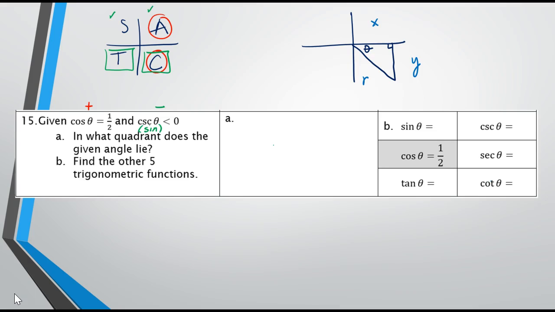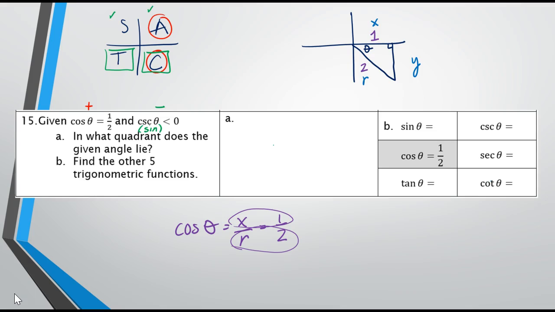Hopefully you have your ratios memorized. The cosine of theta is always equal to x over r. So since it told us that it was equal to 1/2, I now know that x is 1 and r is 2. So I'm going to label that on my triangle. x is 1 and r is 2. I now need to figure out what y is.